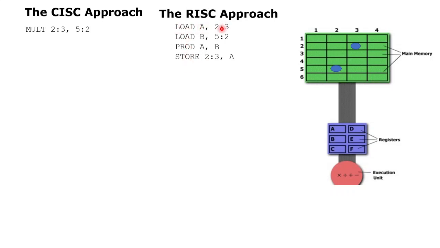LOAD A, 2:3: whatever the content of the second row and third column, I am going to move to the A register. LOAD B, 5:2: whatever the content of the fifth row and second column, I am going to copy to the B register. Now PROD A, B: here I am using the product operation, that means multiplication of the A register and B register. The final result is moved to A. Next, STORE 2:3, A: the final result is moved back to the main memory.